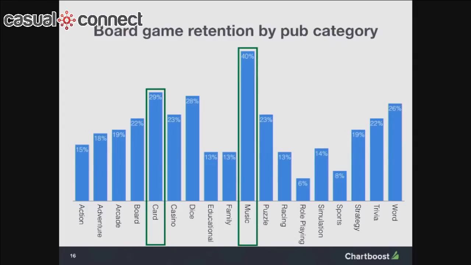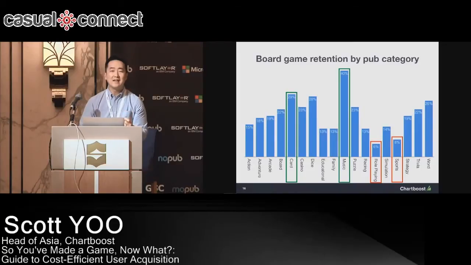That's where the quality lies, right? And maybe what you should do is exclude players from role-playing and sports games if you're optimizing your campaigns based on D7 retention. So again, it is about what metrics you want to optimize towards, analyzing the data that you have gathered so that you can optimize your campaigns on retention percentages.